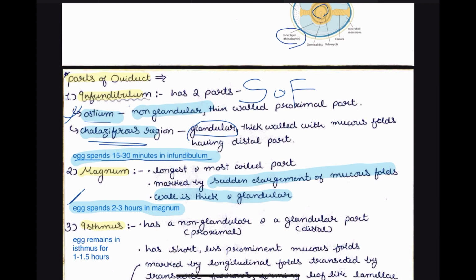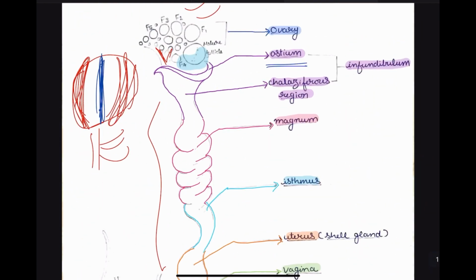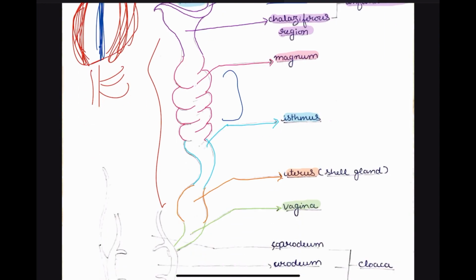And what happens in the magnum? There's deposition of the thick albumin, as well as addition of electrolytes like sodium, magnesium, and calcium to the albumin. Okay, so this is the magnum region, and you can see that this is the most coiled part of the oviduct.